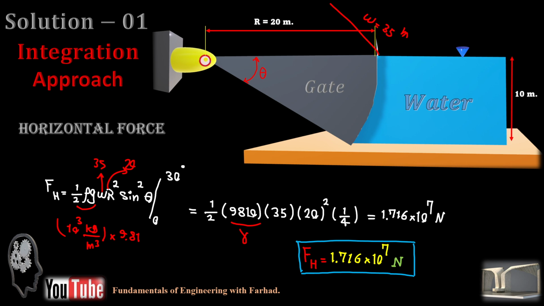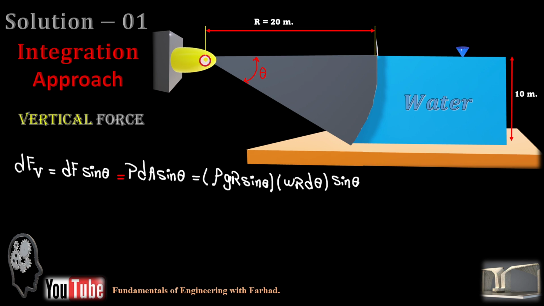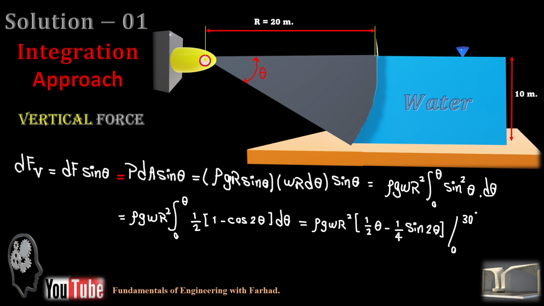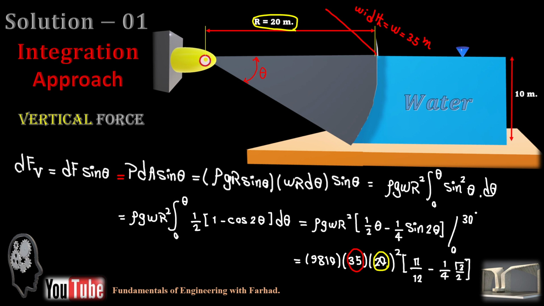Let's move on. So far we calculated the horizontal component of the resultant force. Now we want to know the vertical component, F sub V. If you rearrange this equation and take the constants out of the integration, it gives us the vertical component rho g w r squared times the integration from 0 to theta of sine squared theta d theta. If you expand the integration part, it gives half of (1 minus cosine 2 theta) d theta, and if you do the integration, it gives this numeric value again.